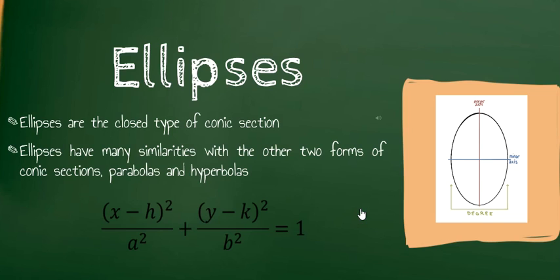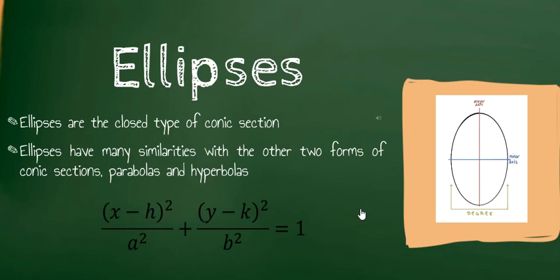Ellipses are the closed type of conic section, a plane curve tracing the intersection of a cone with a plane. Ellipses have many similarities with the other two forms of conic section, parabolas and hyperbolas, both of which are open and unbounded. An angled cross section of a cylinder is also an ellipse.